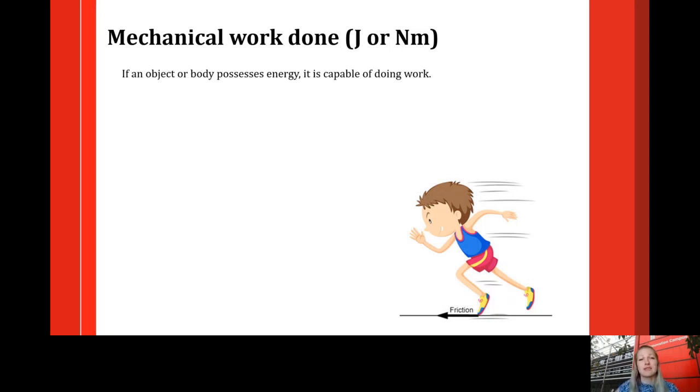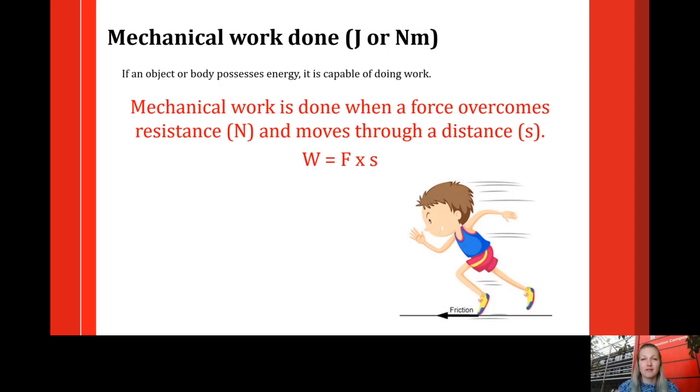If an object or a body possesses any energy, it is then capable of doing work, and that includes you lot as well. So when we're looking at work done, a force overcomes resistance, which is measured in newtons. It is then able to move over a distance, which we are now going to denote as S. So we've got the equation work is equal to F times S.